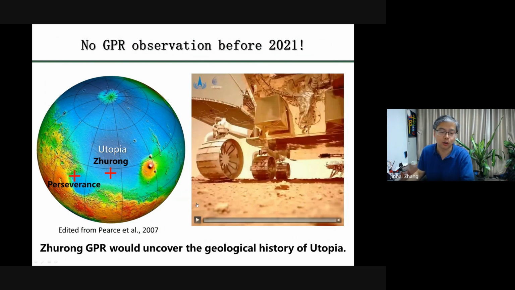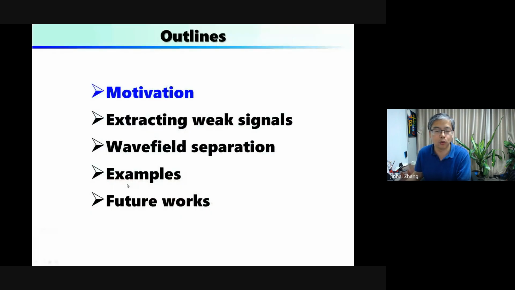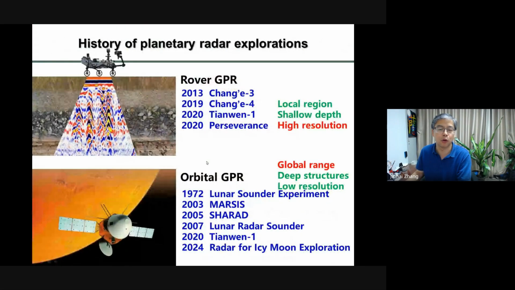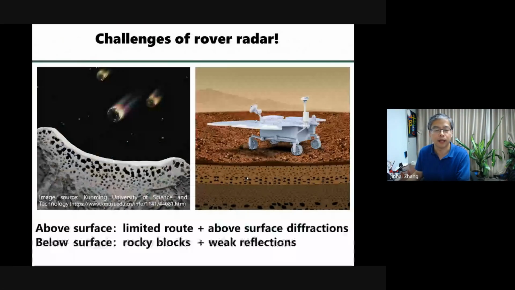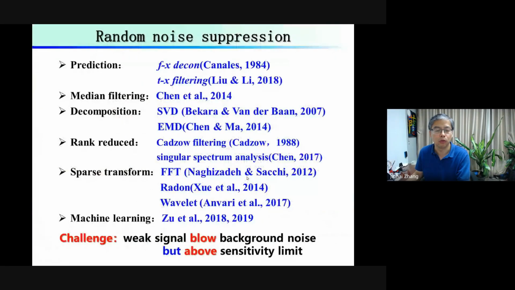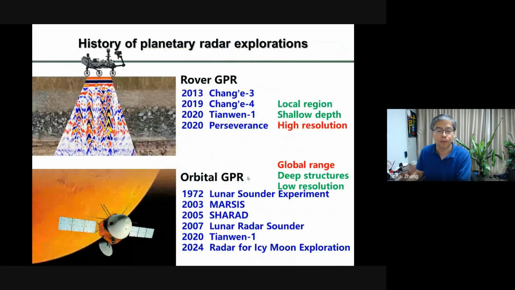So we have to use the rover radar data. In future, maybe some new payload or new missions can be sent to Mars to explore more detailed structure. But in maybe the nearest 10 years, we have no such plans, both from China and from many other countries. I will show you.